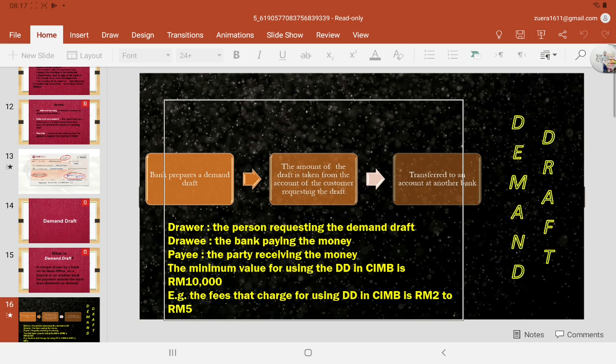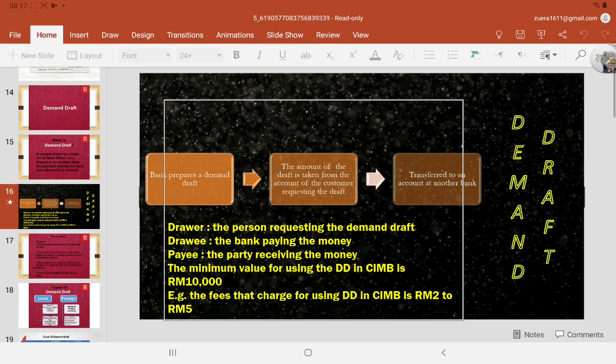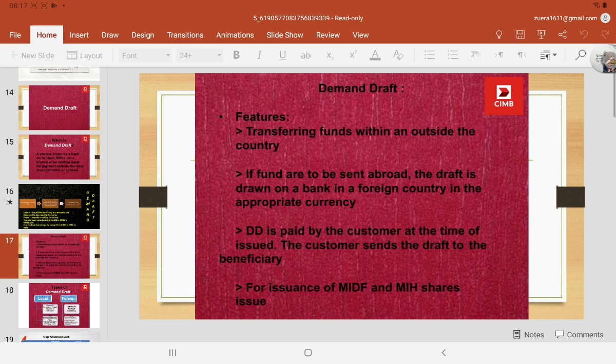Okay, so we can say that the demand draft is a document issued by a bank so that we can transfer the money to a third party, to another bank. For example, Maybank in Kuala Lumpur will transfer the money to Maybank in Johor Bahru, so they can use the demand draft.